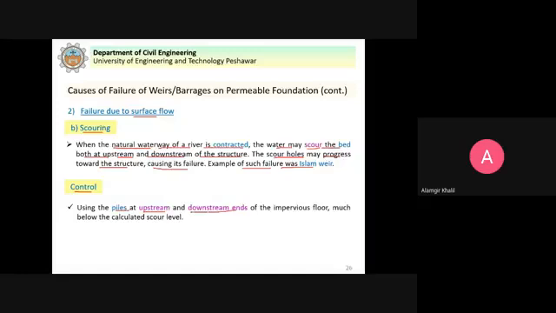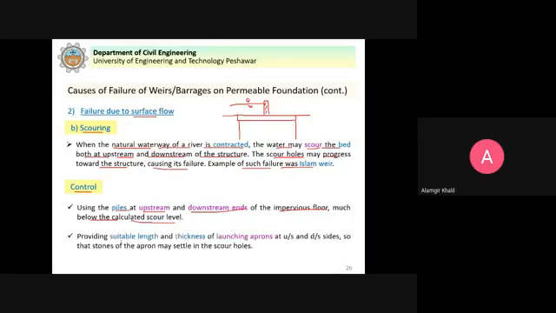Using piles at the upstream and downstream ends of the impervious floor much below the calculated scour level. You see now the importance of these sheet piles that we provide. Let's say we have this as the impervious floor. So we provide piles here, sheet piles. That's why I told you these are basically protection works. Also, providing suitable length and thickness of launching aprons at the upstream and downstream sides so that the stones of the apron may settle in the scour holes. So this again we already studied. So this is how we can control the scouring.